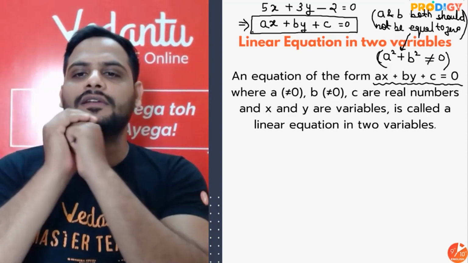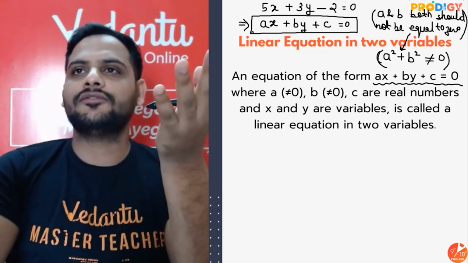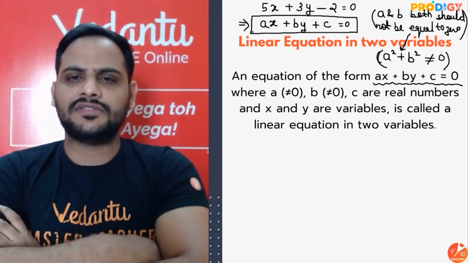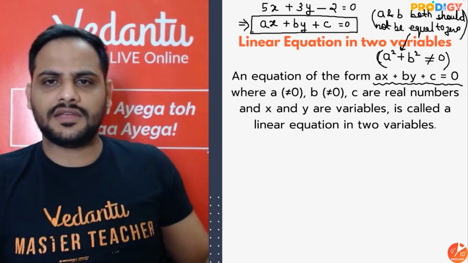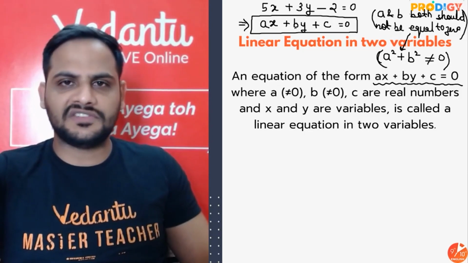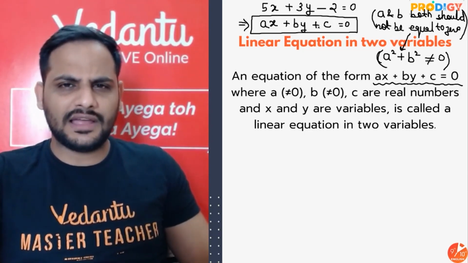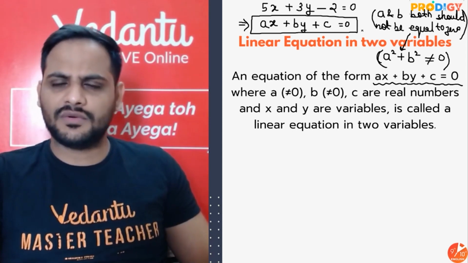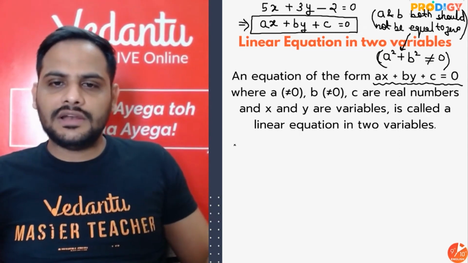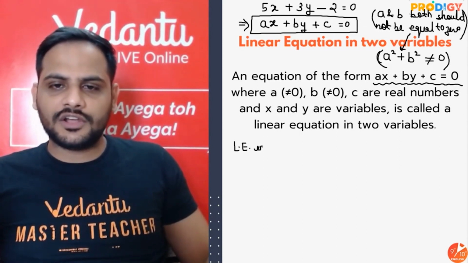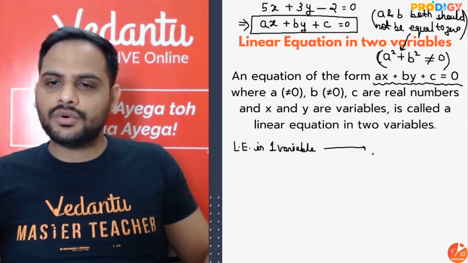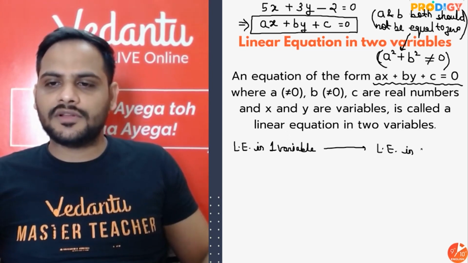Now you'll say, sir, 1 minute. If you are saying that out of a and b, one of them can be 0, then suppose I write an equation 5x, and let's say I make the coefficient of variable y 0. So 5x plus 0 into y plus c is equal to 0. Is it a linear equation in two variables? Yes. Alright guys, remember, all linear equations in one variable can be converted to linear equations in two variables.